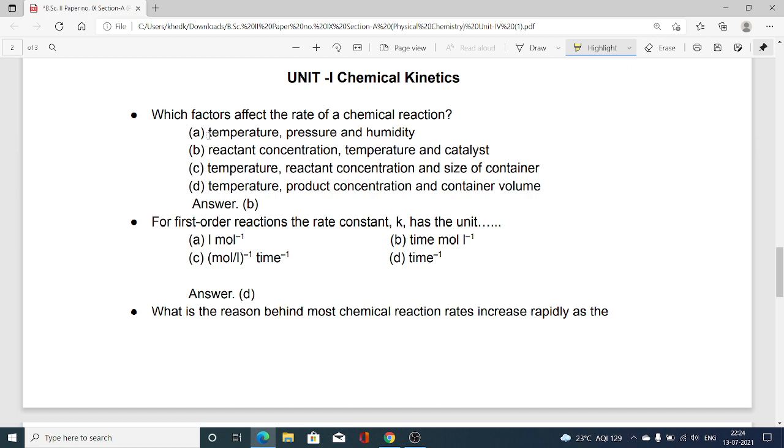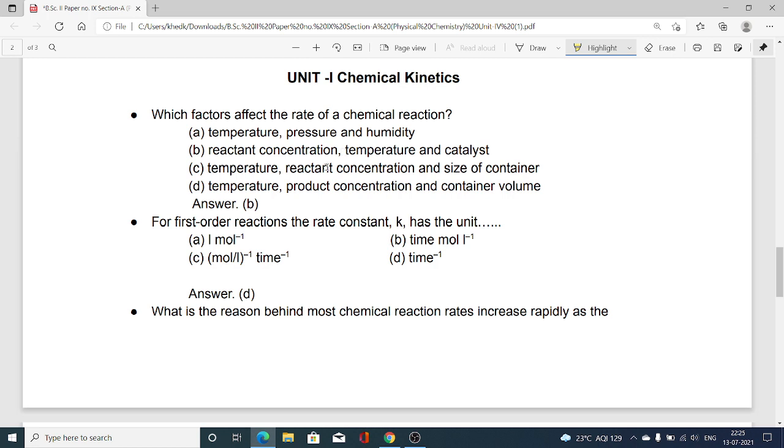Option A, temperature, pressure and humidity. This is not the correct one, because humidity is present with it. Option B, reactant concentration, temperature and catalyst. These are all the three properties: the concentration is creating the effect on the rate constant, temperature is also changing the rate constant, and the catalyst is increasing the rate constant or maybe decreasing it. Means these are the factors which are affecting the rate of a reaction.